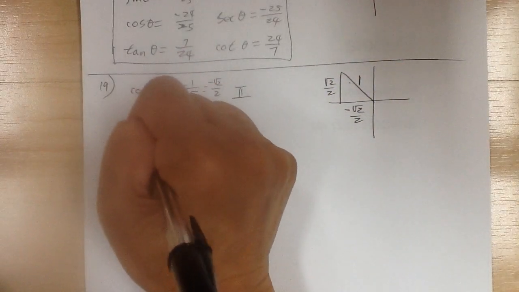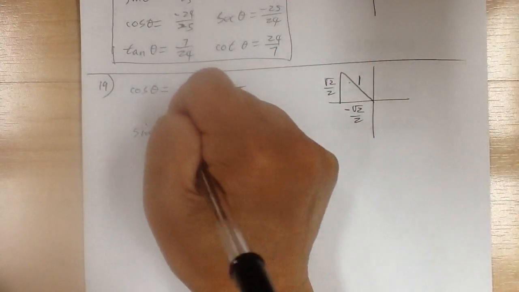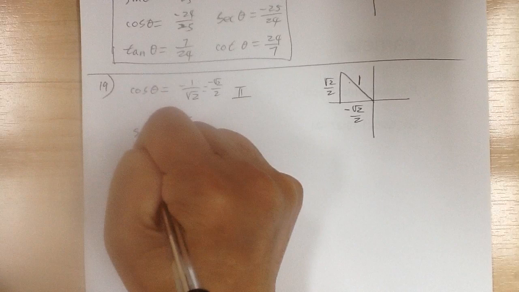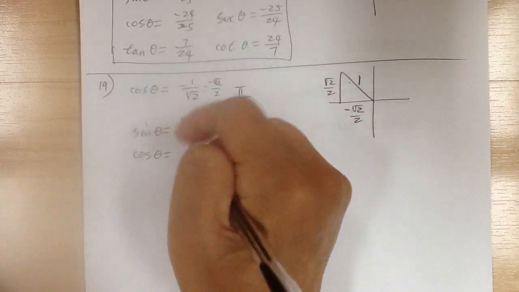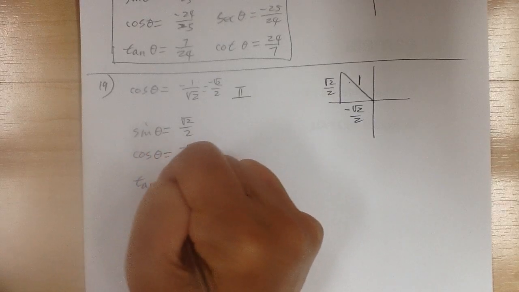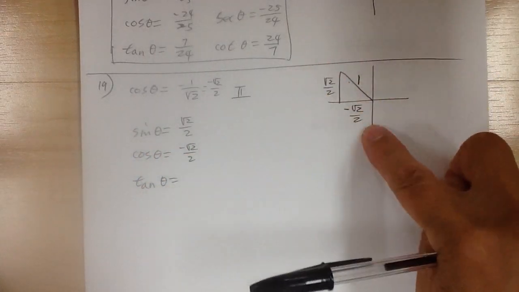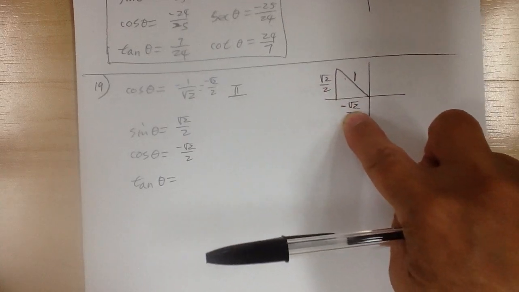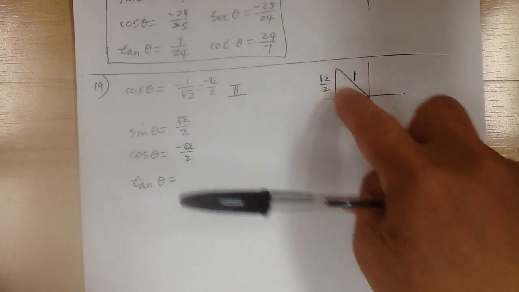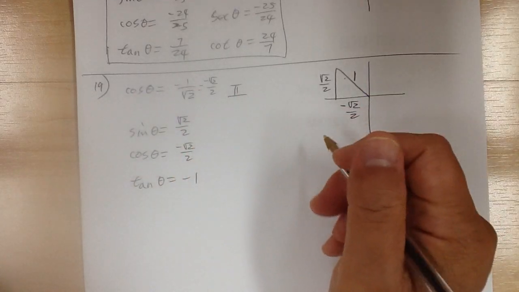Okay, so from there, you get your 3 primary functions. Sine is this over that, so it would be square root of 2 over 2. Cosine theta is that, so it would be -square root of 2 over 2. Tangent theta is sine over cosine, so it would be this over this, and so it would be equal to -1, because they are the same, right? Something over itself would be equal to 1, so equal to -1.